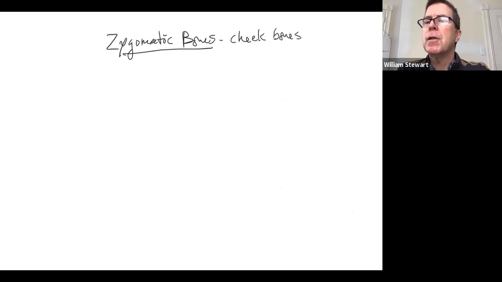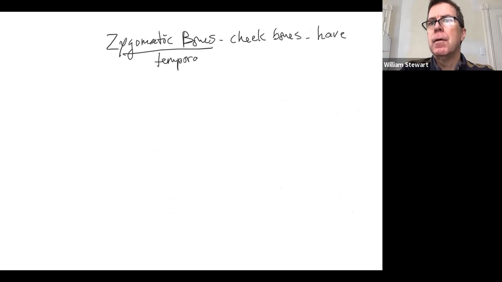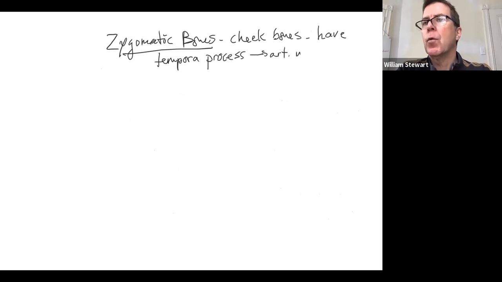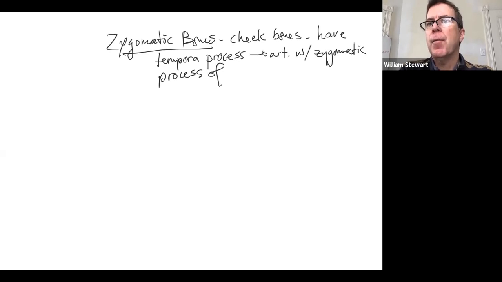Remember, the zygomatic cheekbones have a temporal process that articulates with the zygomatic process of the temporal bone to create the zygomatic arch.